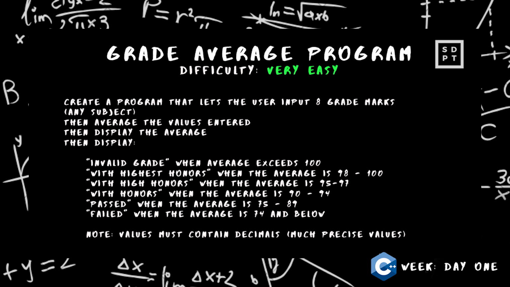Then lastly, we will display invalid grade pagka yung average exceeds 100. With highest honors naman when the average is 98 to 100. With high honors naman when the average is 95 to 97. With honors naman when the average is 90 to 94. Pass naman ang ilalagay natin when the average is 75 to 89. And failed naman when the average is 74 and below. So note guys, the value must contain decimals. So dapat mas precise values yung gagamitin natin.